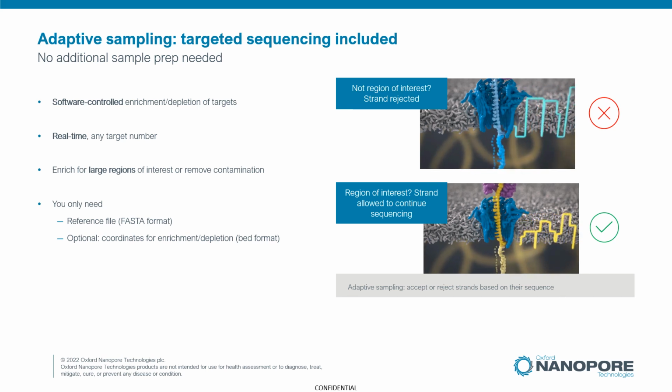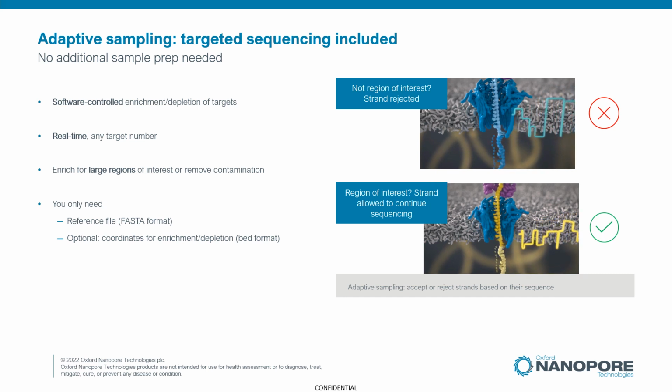Our software will map any molecule that begins to translocate through the pore to see if it matches the reference file that was uploaded. If it's a match, it will continue sequencing that strand and move on to the next one. If it doesn't match, the strand will be ejected from that pore and freed up for another strand.